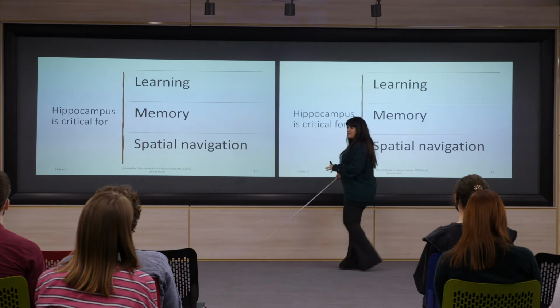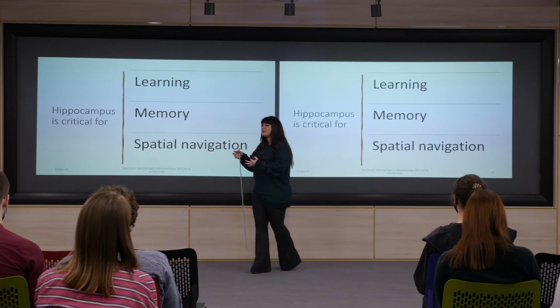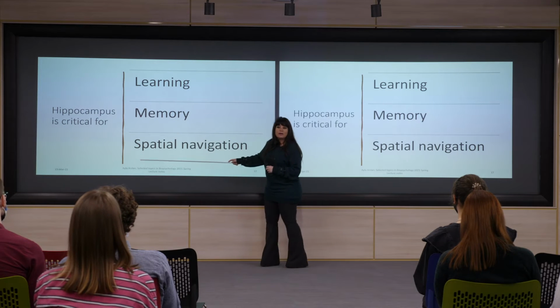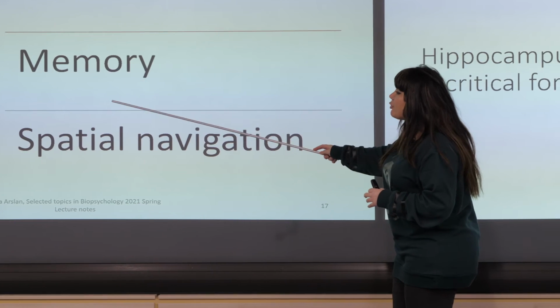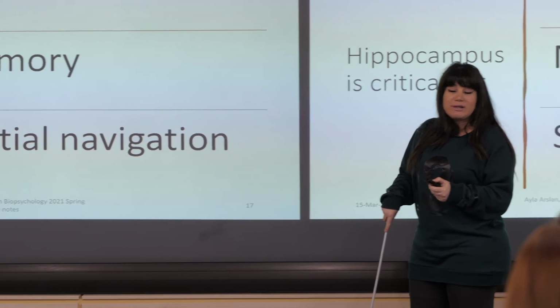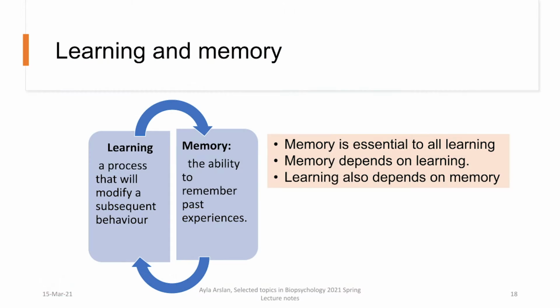But now, as you already understand the importance of hippocampus for diseases and so on, hippocampus is especially famous for being important for learning, memory, and spatial navigation. But when we say memory, memory is actually not just a unitary process. Memory is not just one thing. Let's define learning as a process that modifies subsequent behavior as a result of experience. And memory is the ability to remember past experiences.